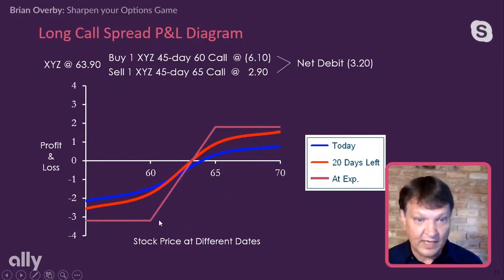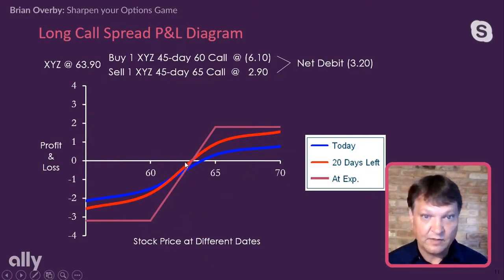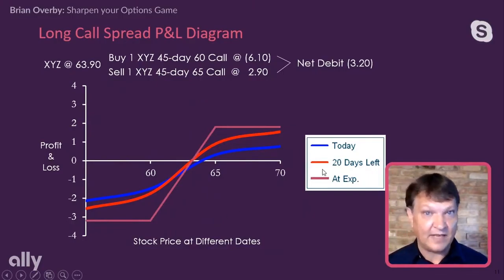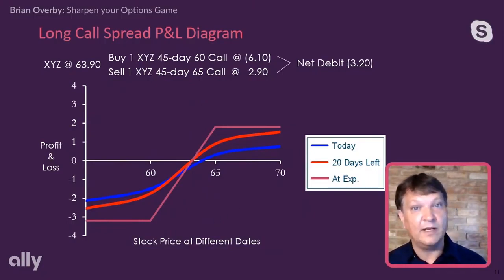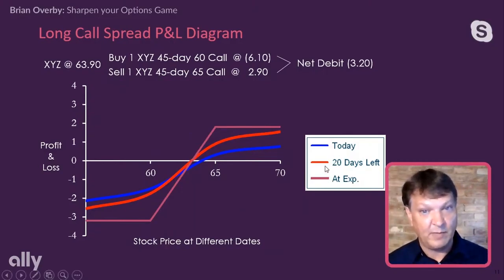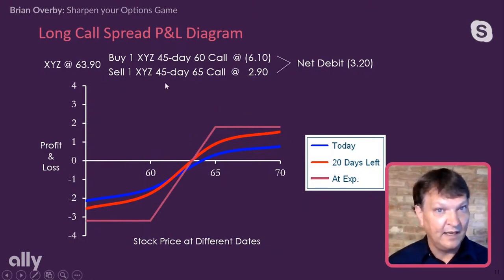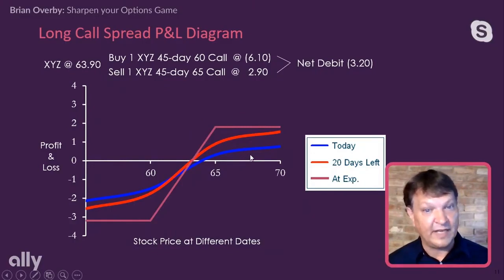Okay, so once again, between the strikes, we play. If the stock goes down below 60 or above 65, we'll take our ball and go home. We don't play anymore. Now, I've highlighted on this graph, I've actually taken the time to look at in theory what happens with 20 days remaining, what happens as of today, and what happens at expiration. Remember, we started with a 45-day option contract, so today would be the blue line, day 45.